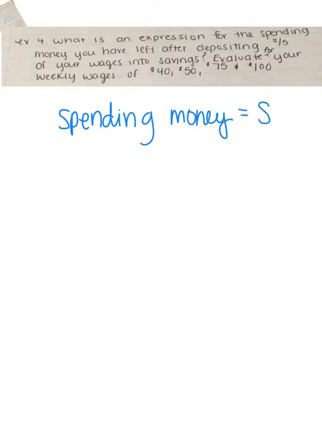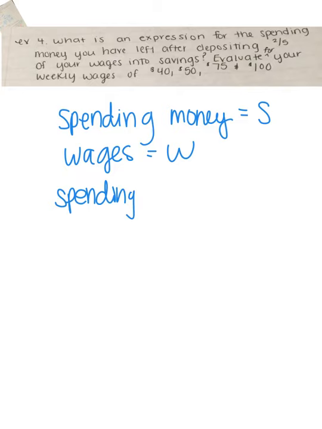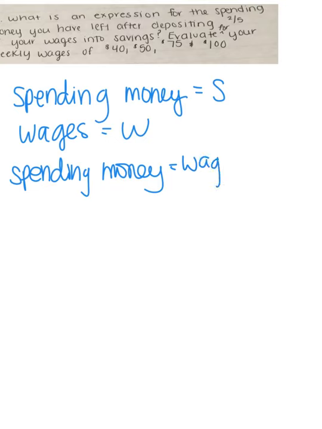So we're trying to find how much spending money. Let's call that S. After depositing 2/5 of your wages into your savings. Okay, so wages is going to be our other variable, and we're going to say that that's W. Okay, so we want to know what our spending money is left. So our spending money would be our wages if we didn't deposit any, right? If we made that much money, that's our wage, that would be our spending money. But we need to take away what we put in our savings.